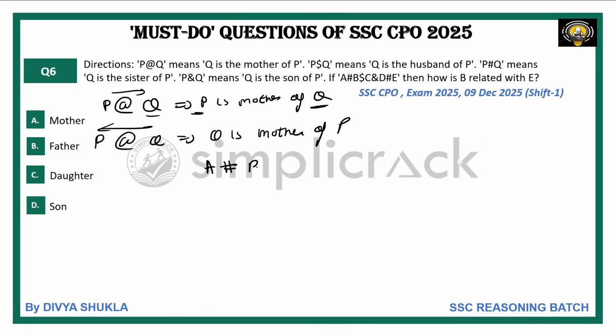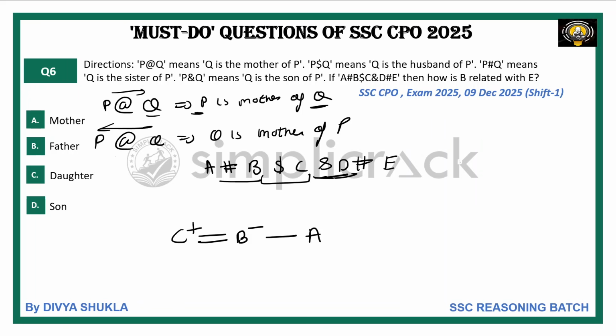Expression is A hash B dollar C and D hash E. Now A hash B, that means B is the sister of A. So you have to read in the reverse direction. That is why I'm saying this is backward. So B is the sister of A. Then B dollar C, that means C is the husband of B.